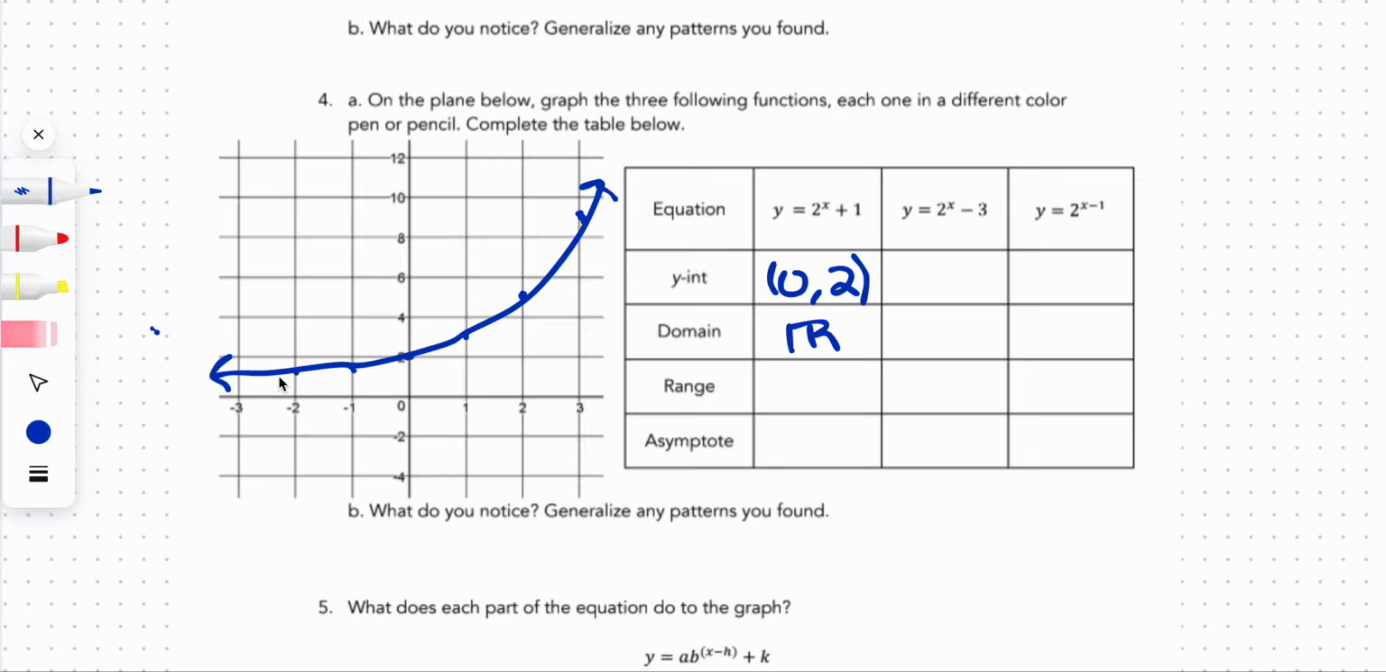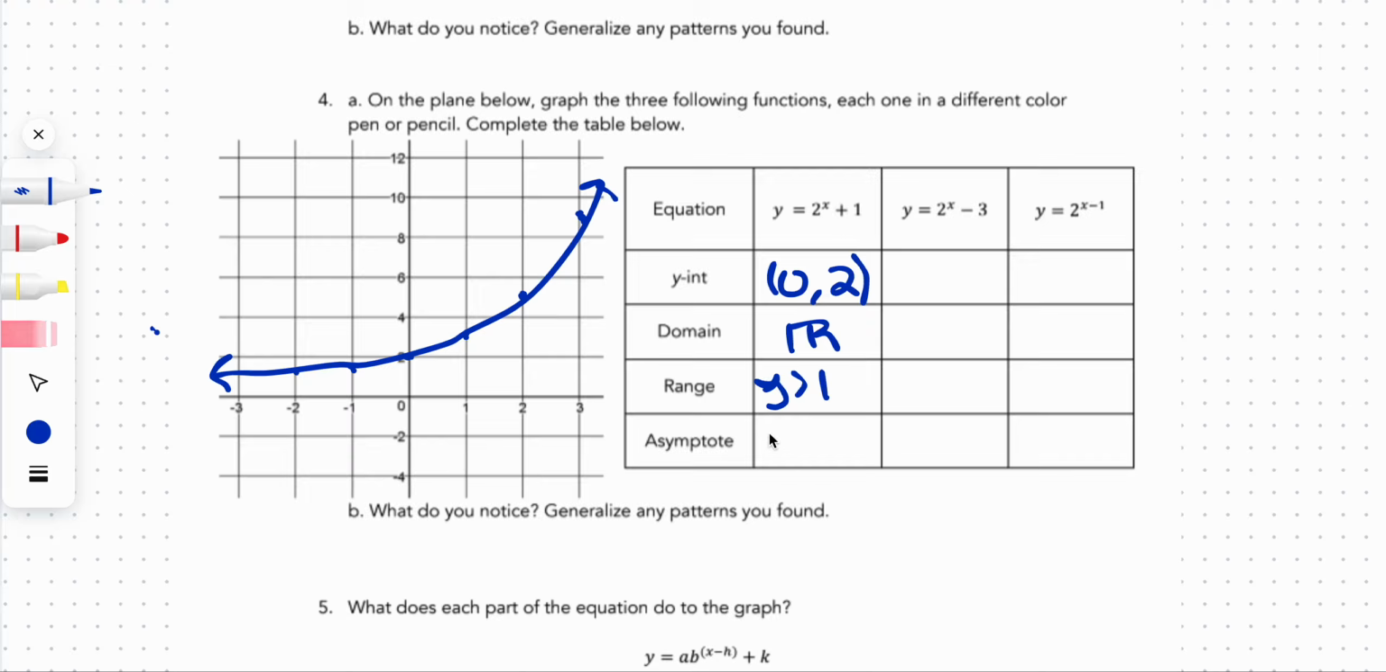So if we look at any point on this graph, what's our y value? Here it's 8. Here it's 2. Here it's super close to 1, but it isn't 1. My bad. So our range is going to be y is greater than 1. Just find range by pointing to all points on the graph, and you'll see a trend. You'll see what it's greater than or less than.